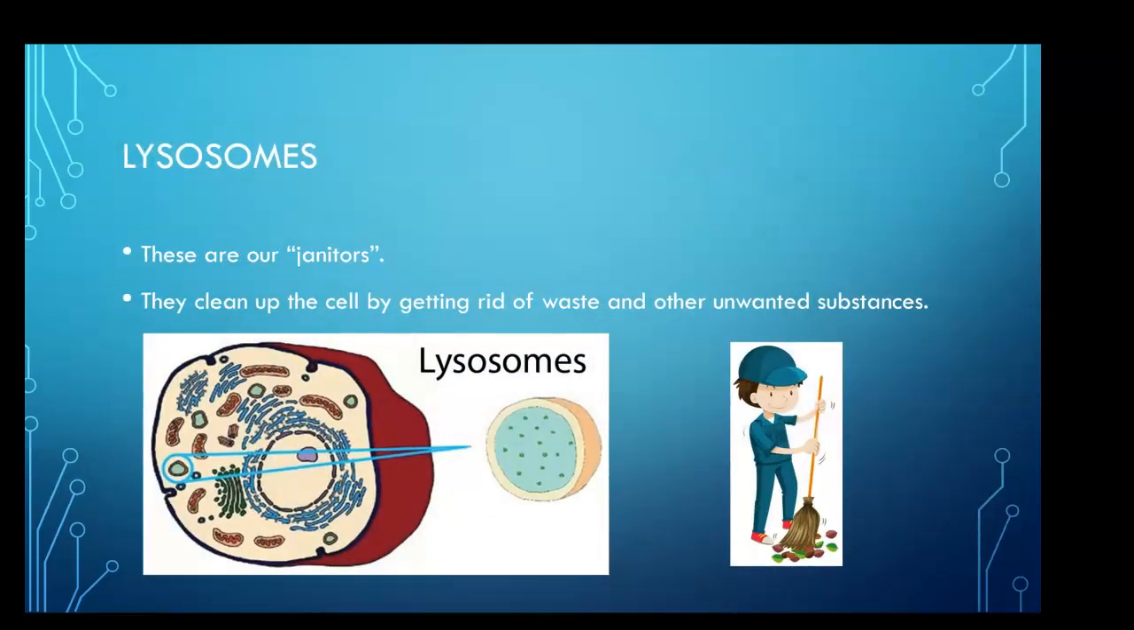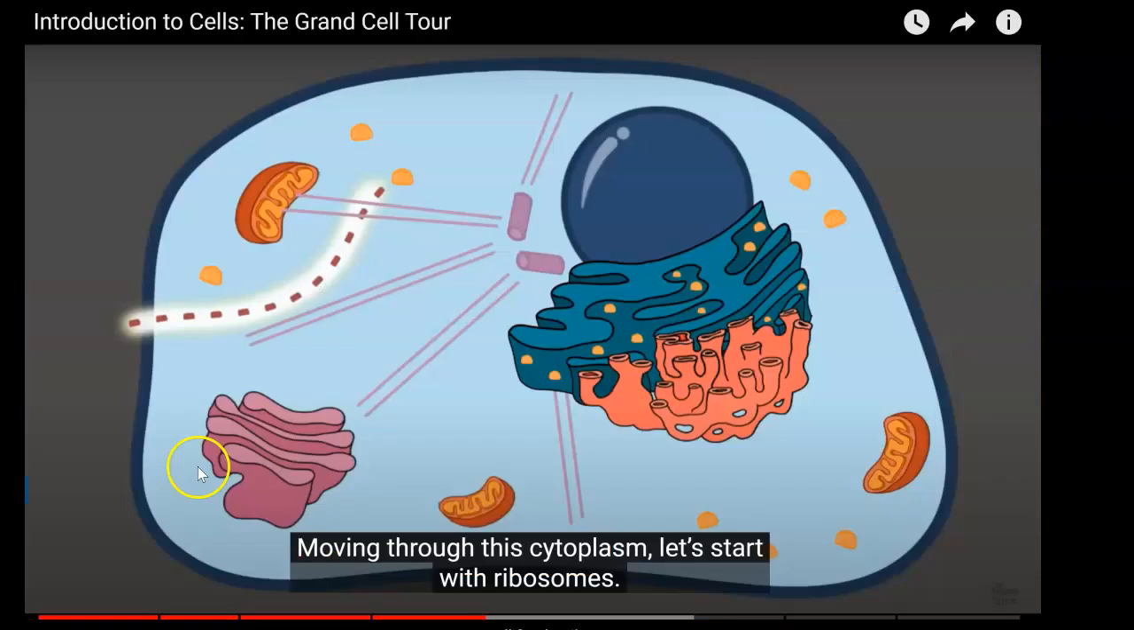Next, we have our lysosomes. These are our janitors. They clean up the cell. They clean up the cell by getting rid of waste and other unwanted substances. So we have a short video to explain some stuff.